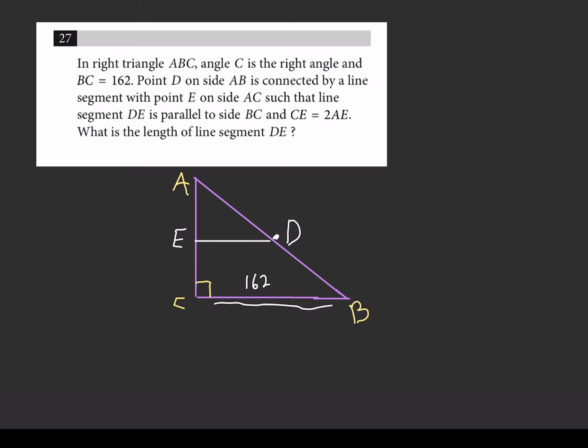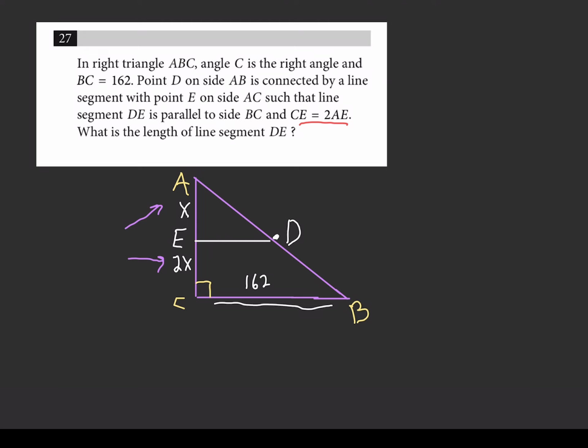Okay, so this looks like it's going to be a similar triangle problem. We've got a triangle within another triangle. They say then that CE is double AE. So this CE is double this. The way I want to represent that is I'm going to call this AE distance x, and then this is 2x. What is the length of DE is what they want to know.